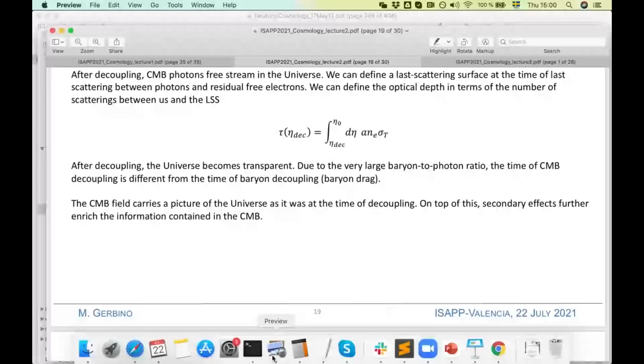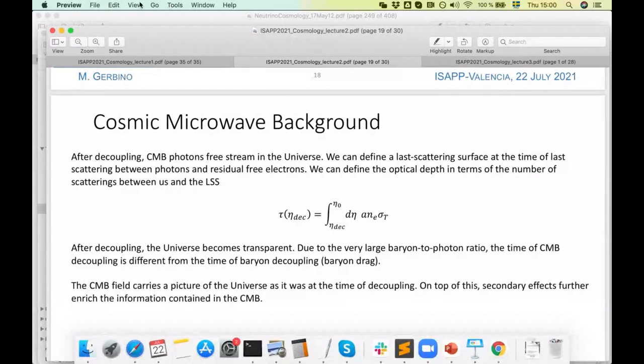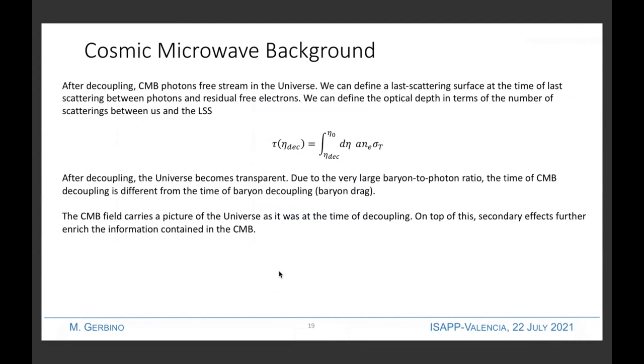So, we are about to start now. Yeah, we can see now your slides. Can you see the third session? And Martina, you can continue with the cosmic microwave background issues whenever you would like. Okay, thank you very much. Thanks, Olga, thanks for the introduction. Can you see my slides? Okay. Yes, sure.